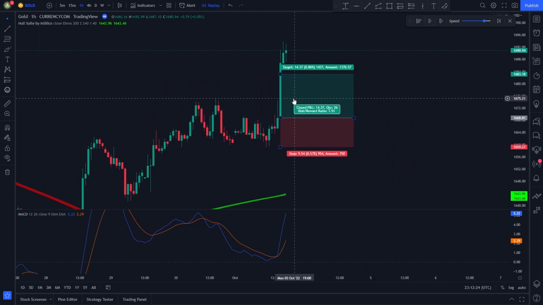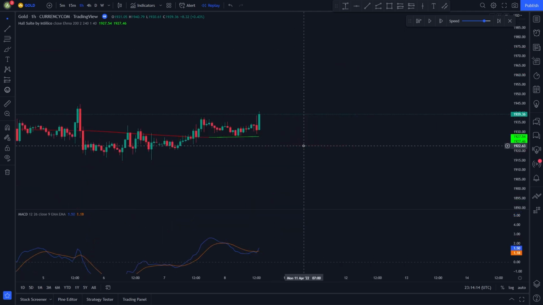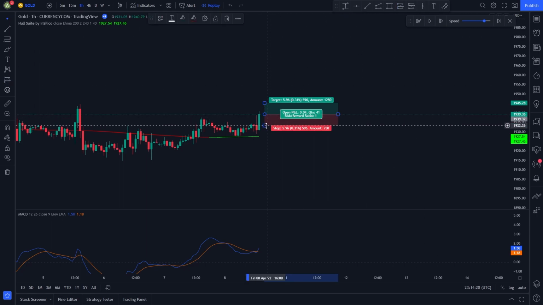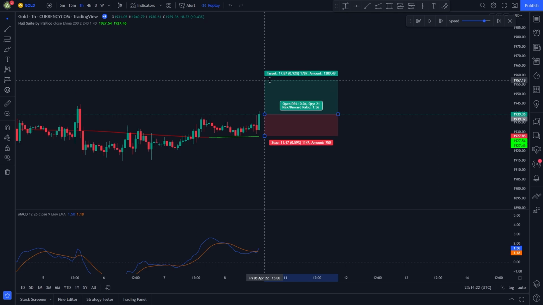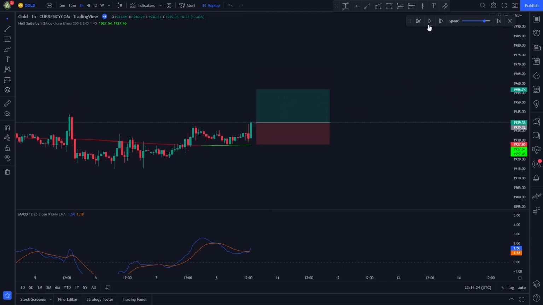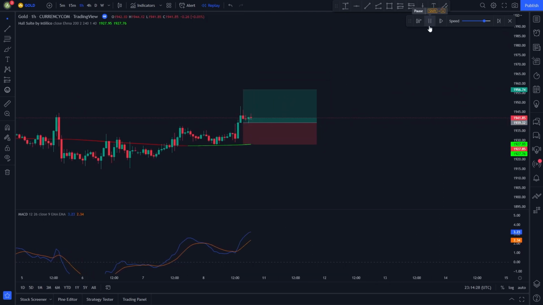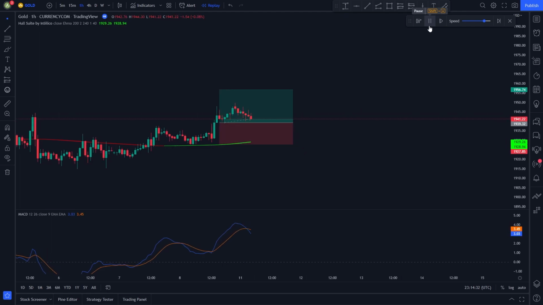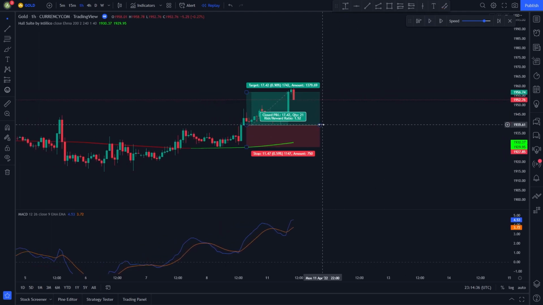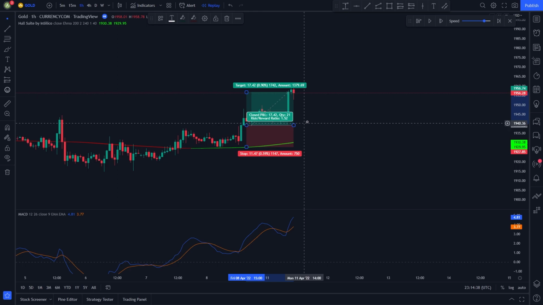Let me show you one more long position example. Here the blue line is above the orange line, and the Hull Suite line is colored in green, so we can enter a long position. We set our stop loss at the recent lowest price, and our take profit at 1.5 times the risk. After a few candles, the price hits our target.